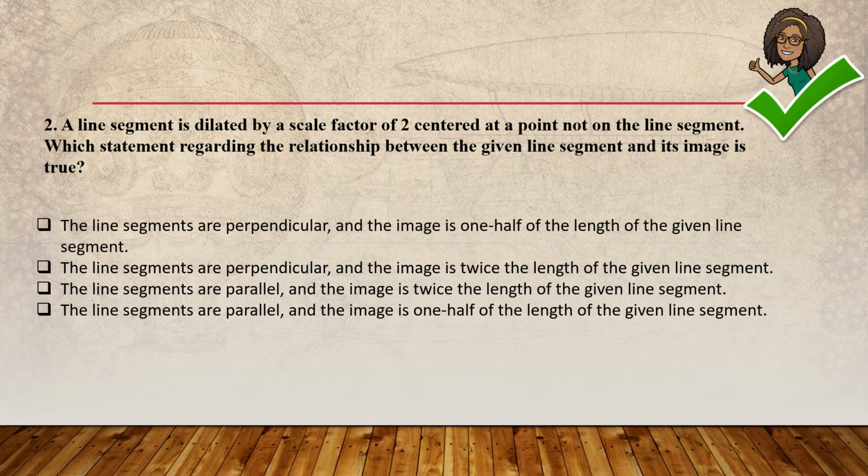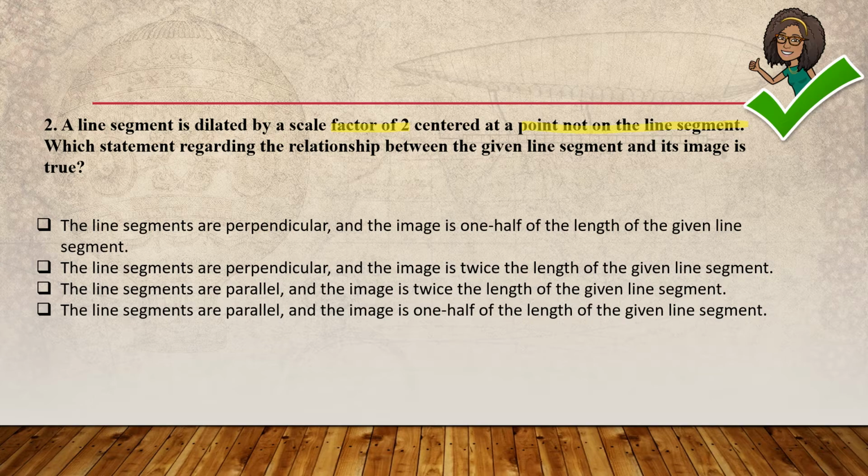Number 2 says a line segment is dilated by a scale factor of 2, centered at a point not on the line segment. Which statement regarding the relationship between the given line segment and its image is true? So again, we are looking at the properties that are needed for a dilation of a line. It says scale factor of 2 and centered on a point not on the line segment.